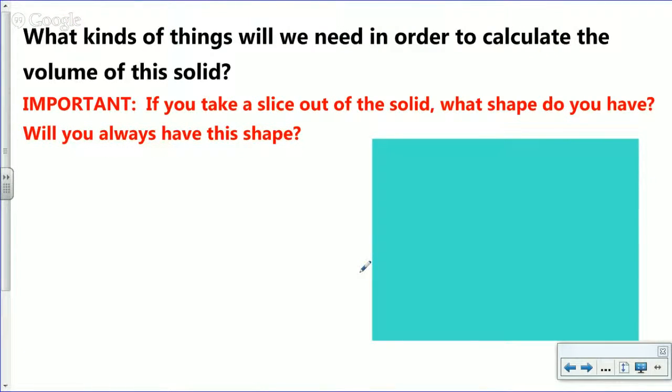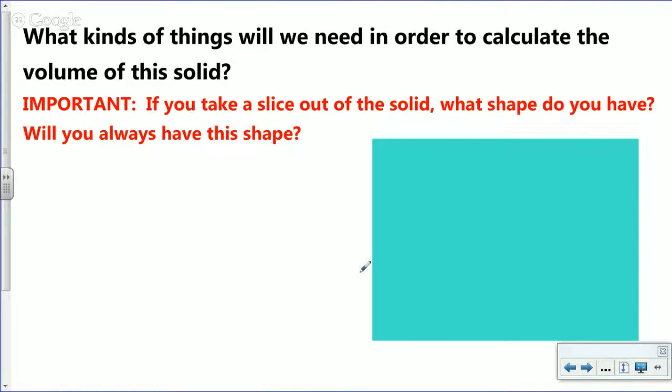What kinds of things would we need in order to calculate the actual volume of this solid? And here's an important question. If you take a slice out of the solid, if I were to remove one of those circles or one of those disks, what shape would you have? And are you going to have this shape all the time? So what stays the same? What changes?